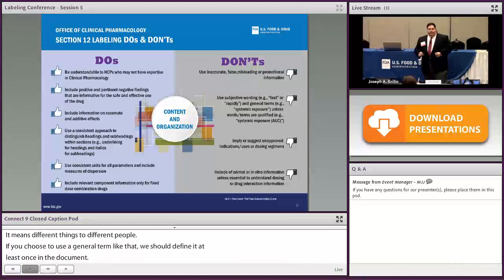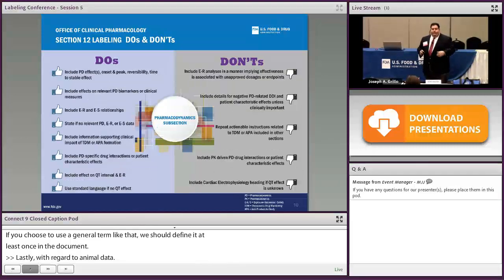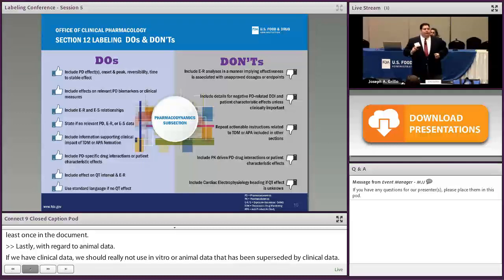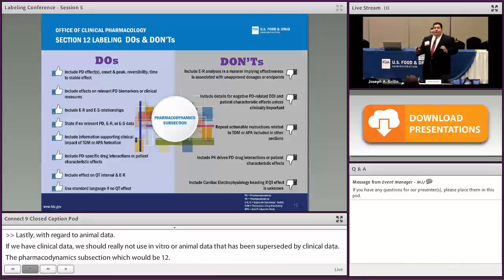Lastly, just with regard to animal data, again, if we have clinical data, we should really not use in vitro or animal data that's been superseded by clinical data. The pharmacodynamics subsection, which would be 12.2. So the big things that were covered in there were first, what should go in there?